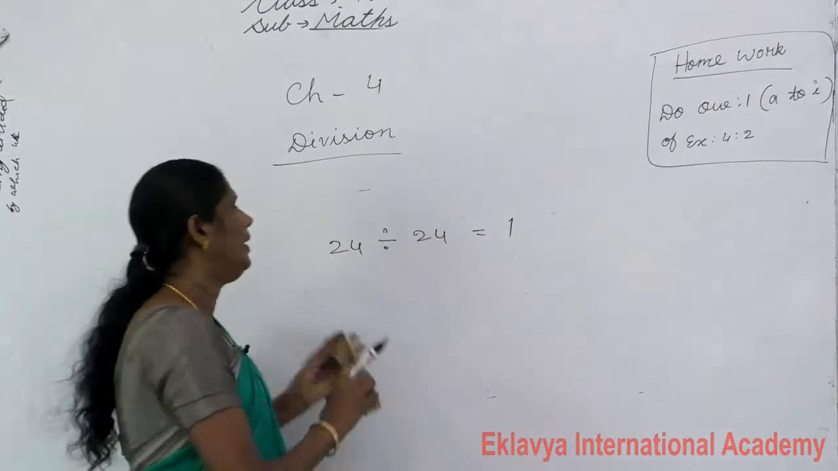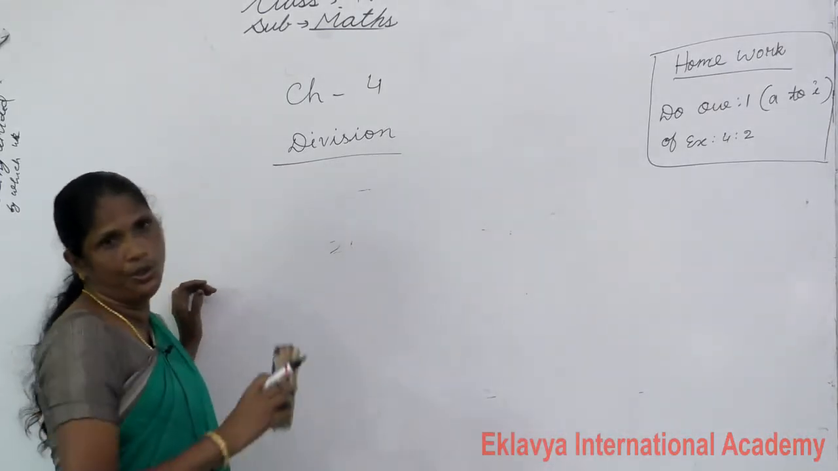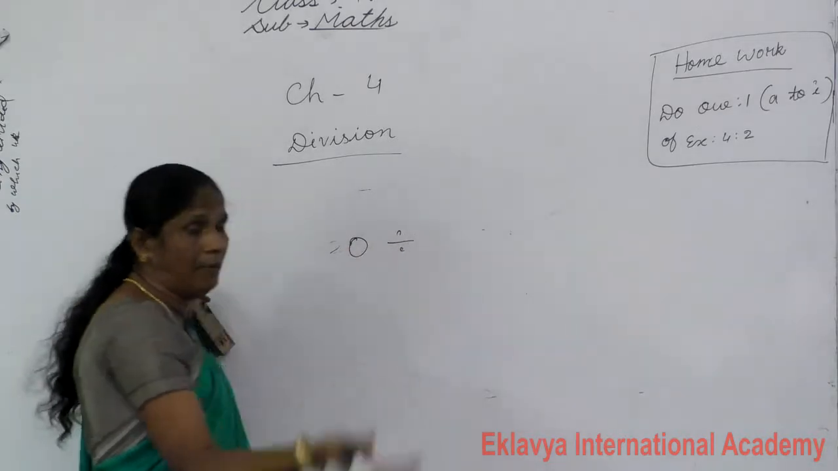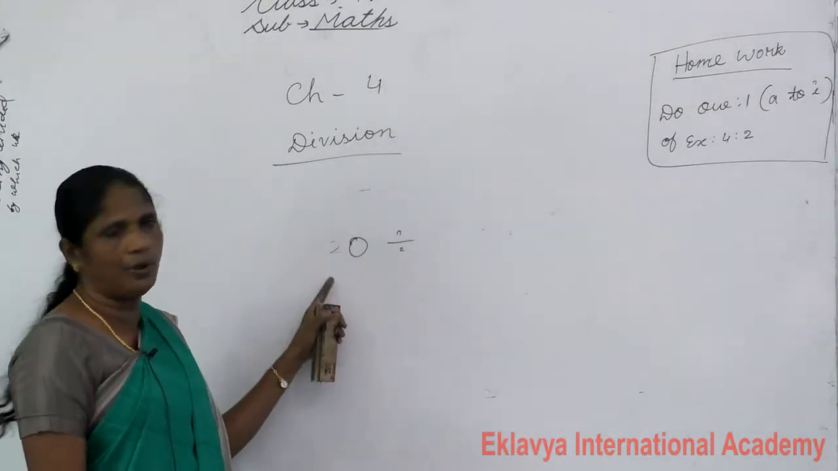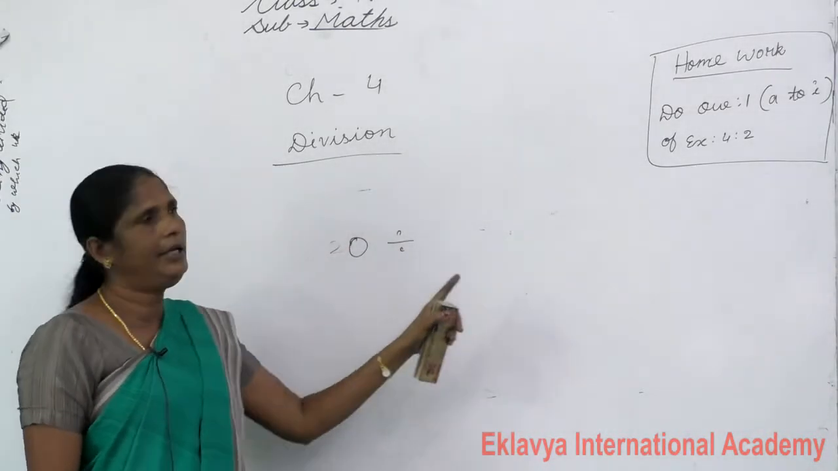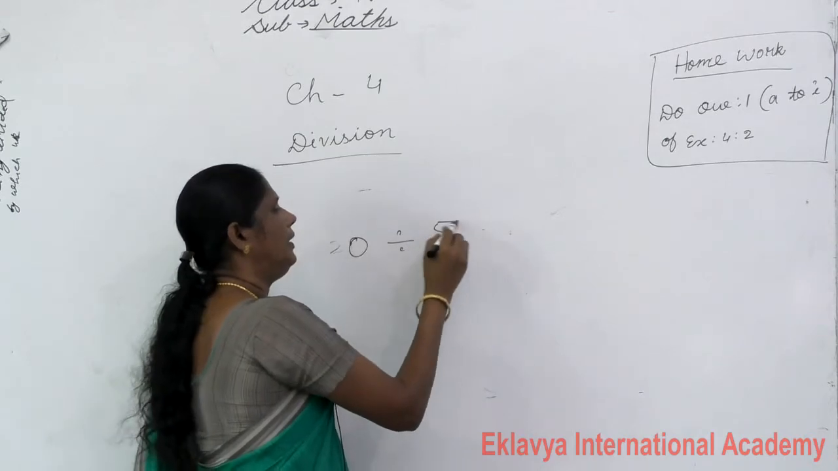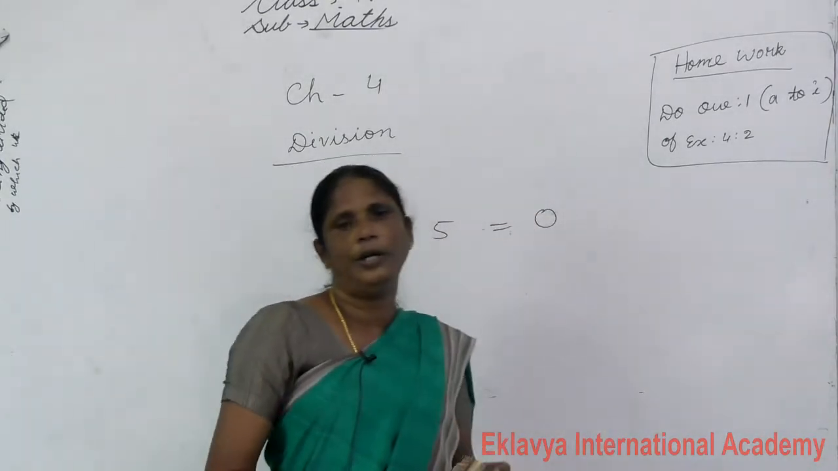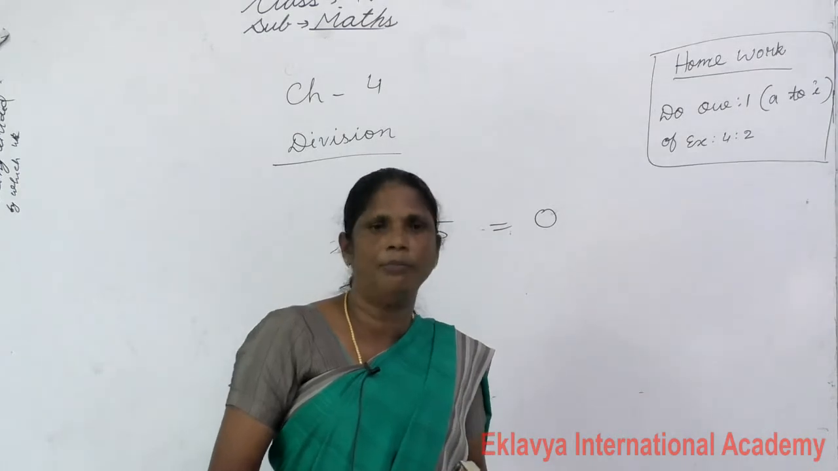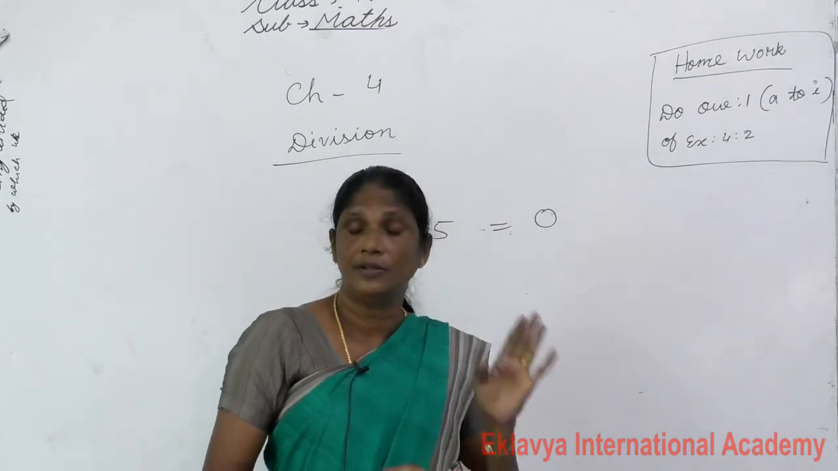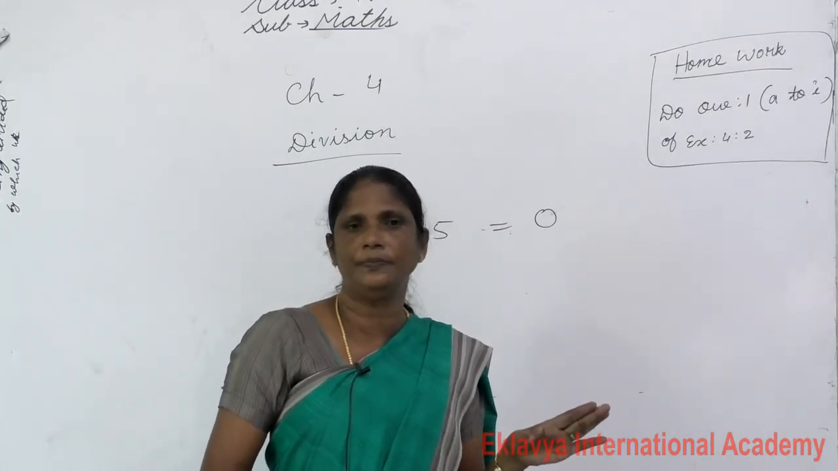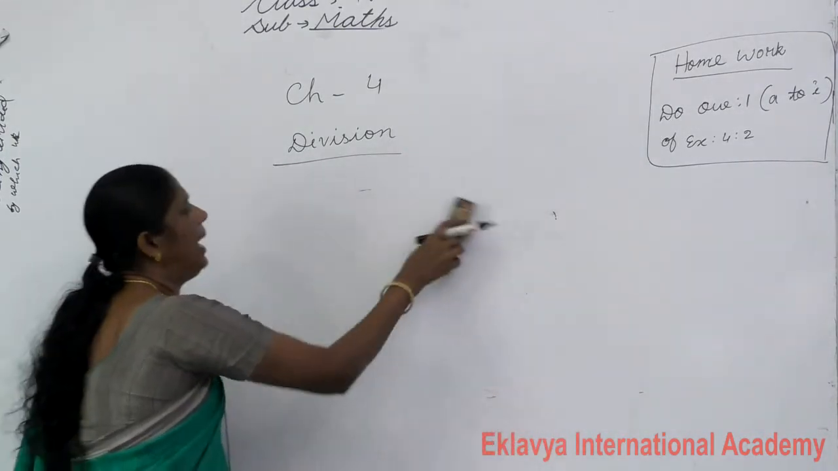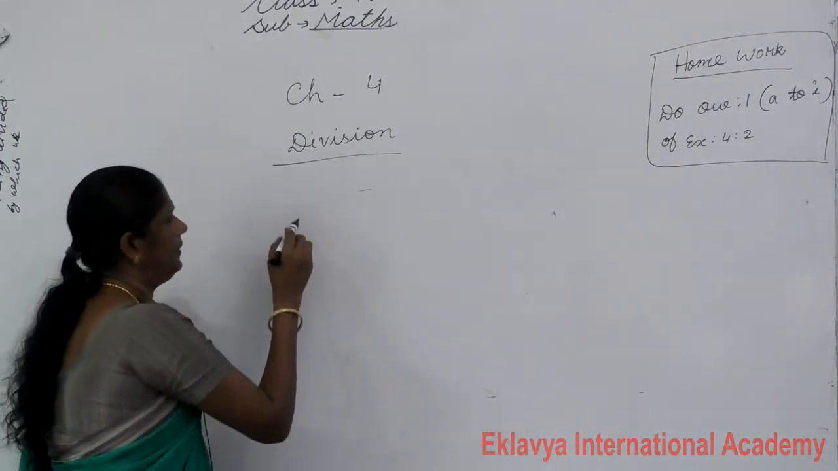Okay? Then divide 0. 0 divided by any number, the result is 0. Understand, all students?